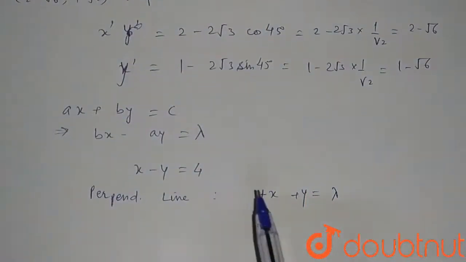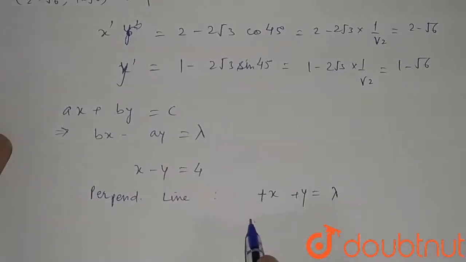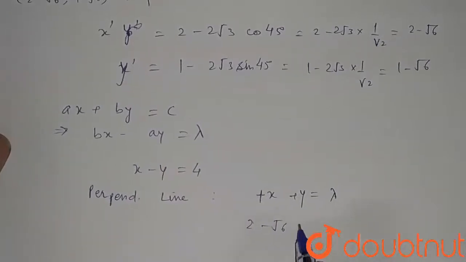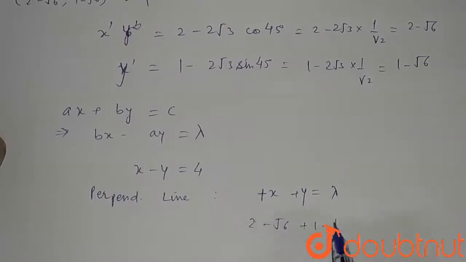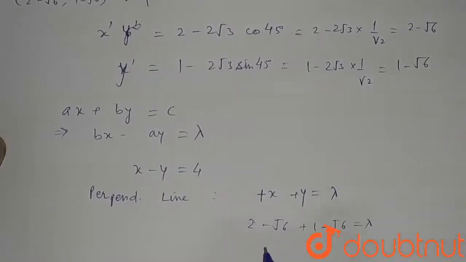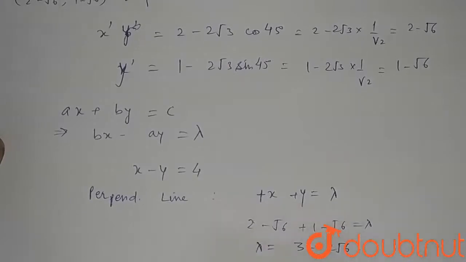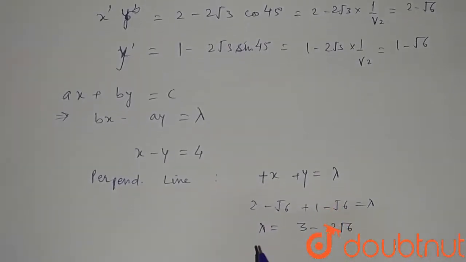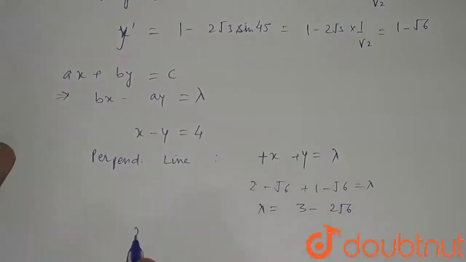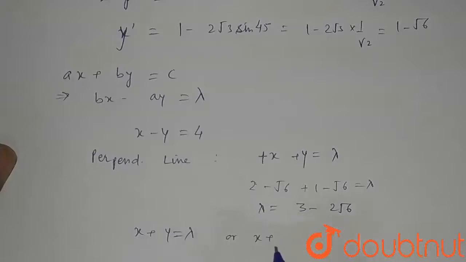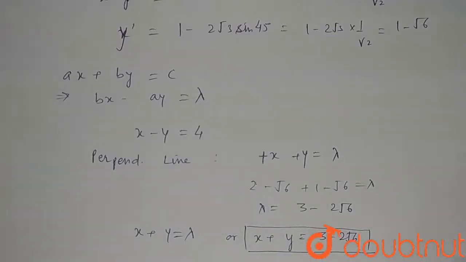So on satisfying, we get 2 minus root 6 plus 1 minus root 6 equals lambda, or lambda equals 3 minus 2 root 6. So the line we got is x plus y equals lambda, or x plus y equals 3 minus 2 root 6. This is the required perpendicular line which passes through Q, and the answer is option D.